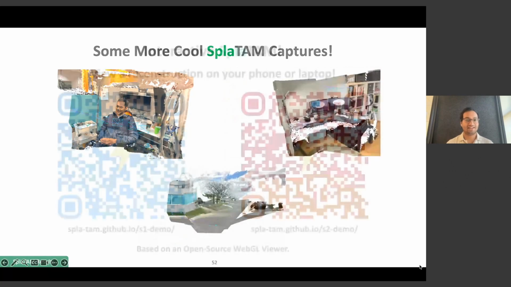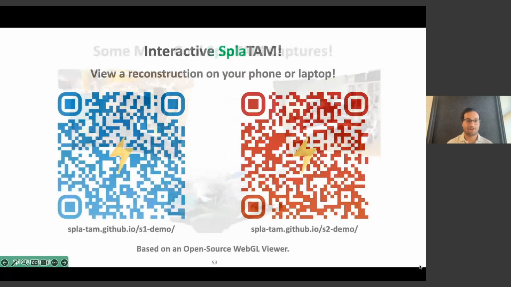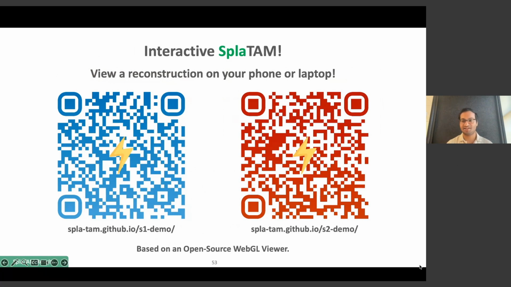And you can even try out these reconstructions on your phone or laptop. So please feel free to scan these QR codes or go to these websites. You can take a look at our SplaTAM reconstructions. And if you open this up on your phone, you can interactively move around the scene as you move your phone, which is very cool. I'll probably give you a minute to look at the scene if you're interested.